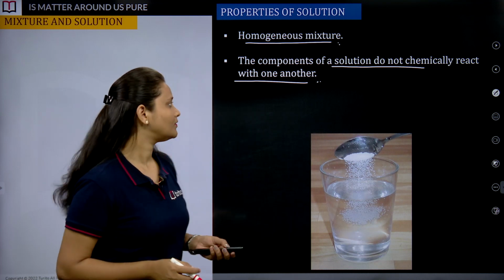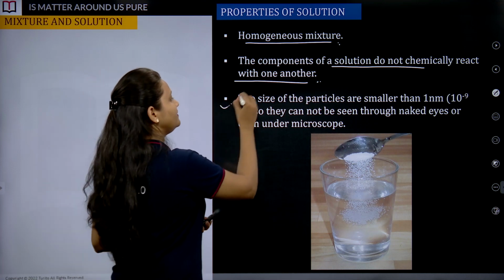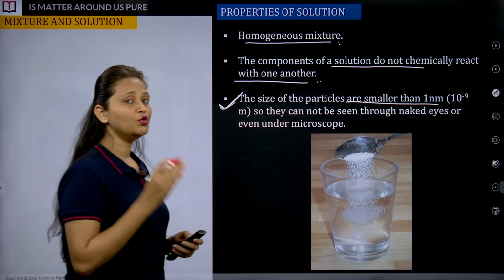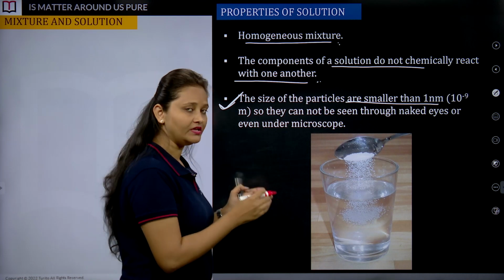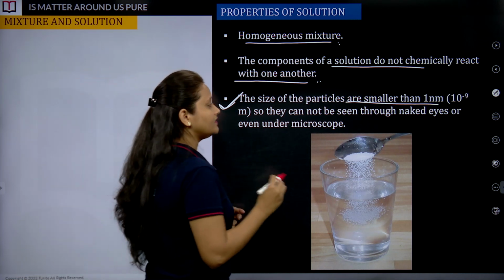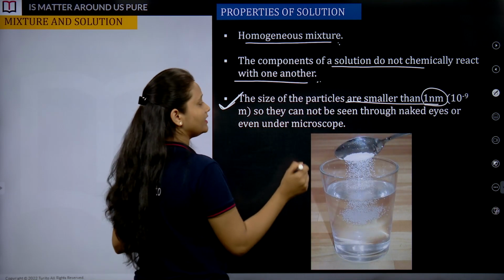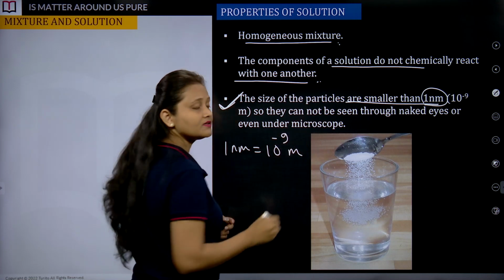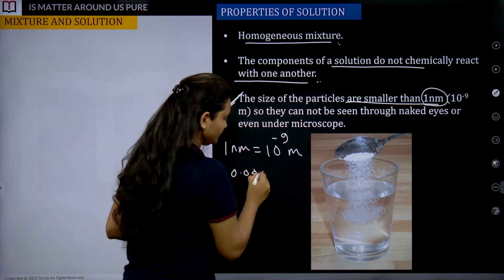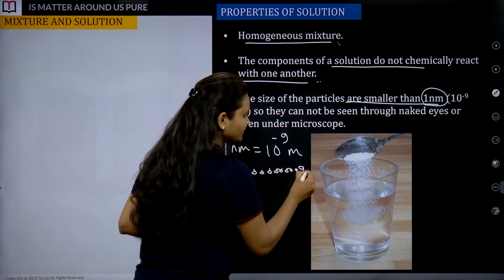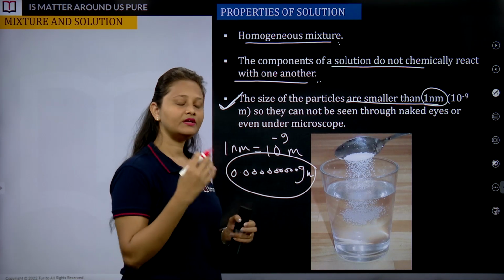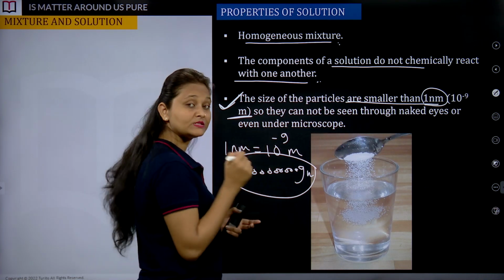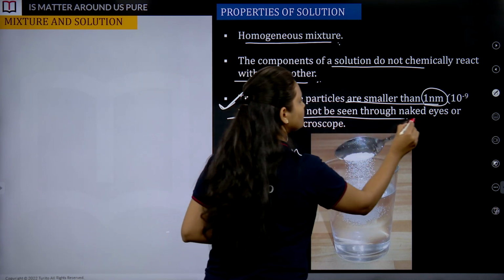Is that followed? All right. Now, here is the important part. The size of the particles in the solution is smaller than 1 nanometer, where 1 nanometer is equal to 10 raised to minus 9 meters. That is 10 raised to minus 9: 1, 2, 3, 4, 5, 6, 7, 8, 9. It's that small, we can't even imagine. So they cannot be seen with naked eyes.